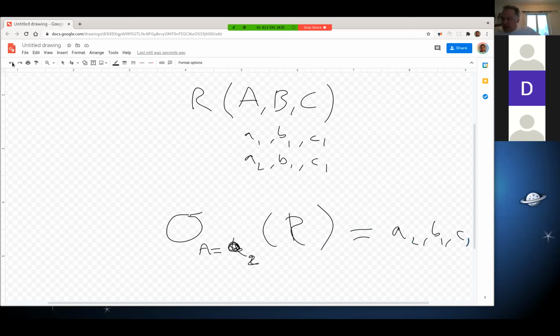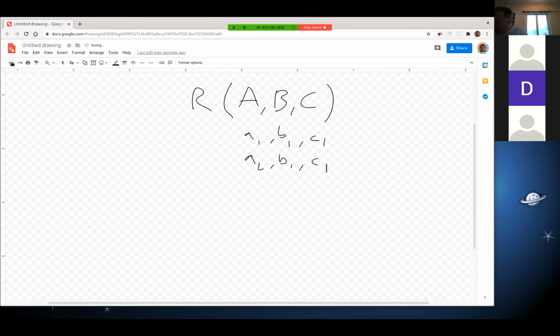So let's combine these two together. Do people understand that? Are there any questions about selection? I don't see any questions. This should be pretty straightforward. What about doing the following? What about saying project A from select B, B equals B1?